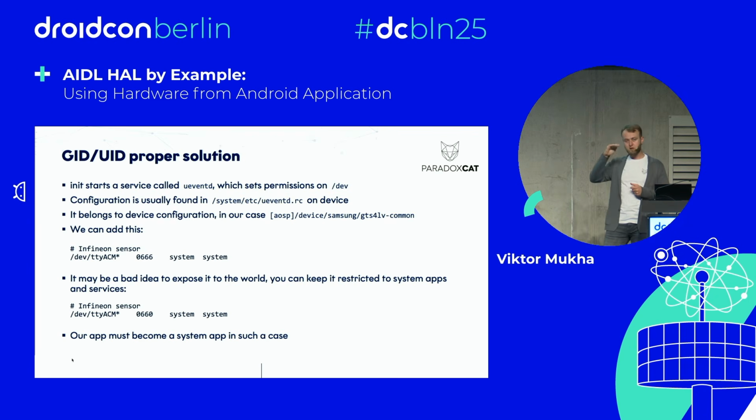And you can basically add a new line there saying, hey, everything at dev/ttyACM has to be readable and writable. And maybe it's a bad idea to expose it to the world. Usually what you see in this file is entries exposing to system user and system group. So in this case, as you can see in the latest option, our app is already getting into territory where it makes sense to make it a system app.